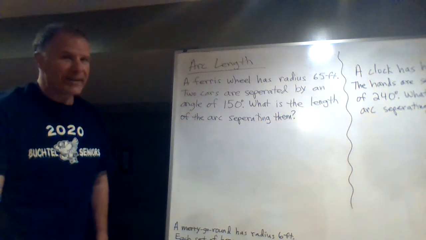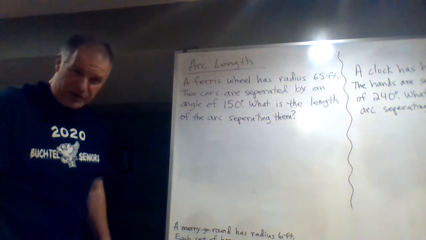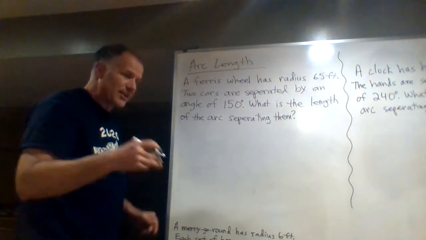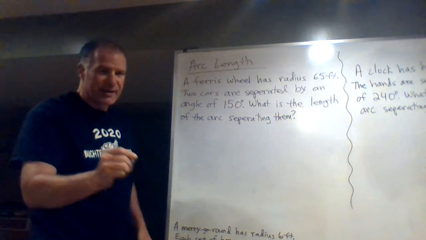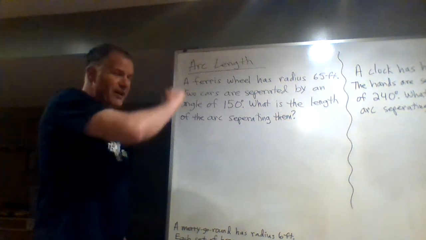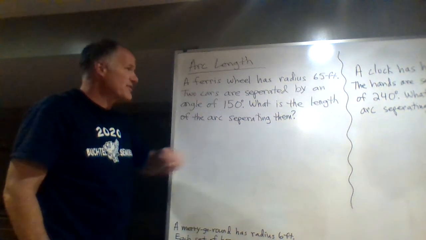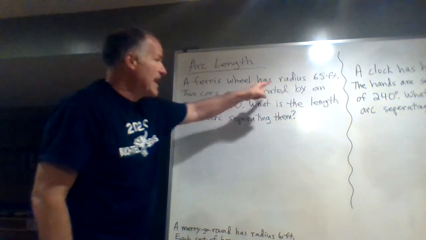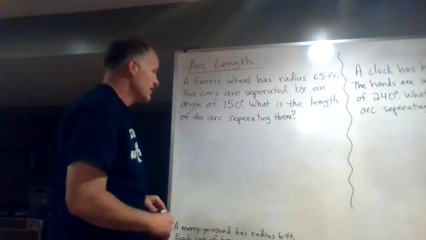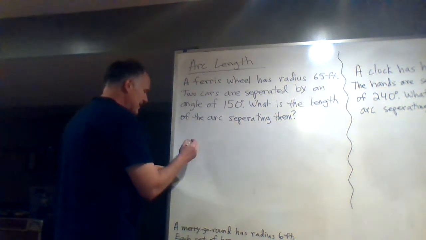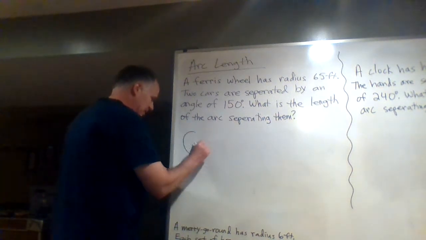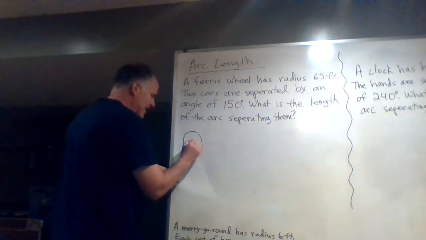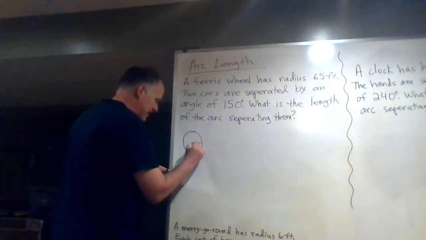Now again, I think most of us understand what a Ferris wheel is, the big wheel thing that you sit in a little car and it carries you and another person around. So obviously a Ferris wheel is round. It has a radius of 65 feet. So we know it's circular, and then the radius out is 65 feet.